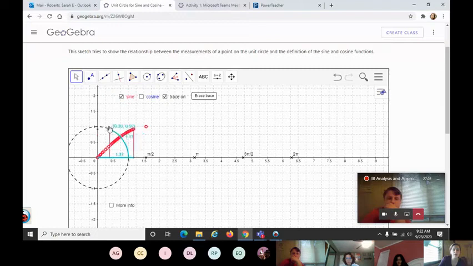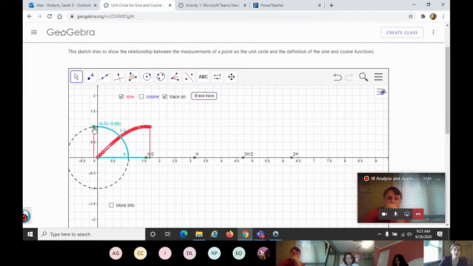All the way through, we get to pi over 2. These are sine values, so these are the y values. So when we get up here to pi over 2, our y value is 1. So this is mapping out our y value on the y-axis.